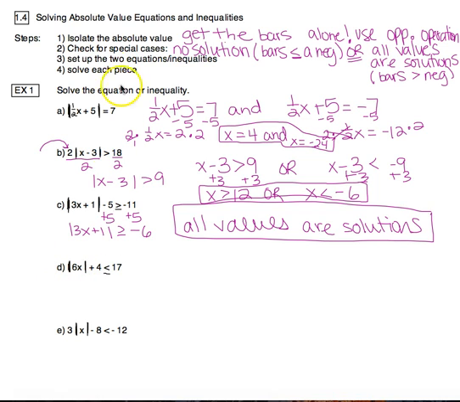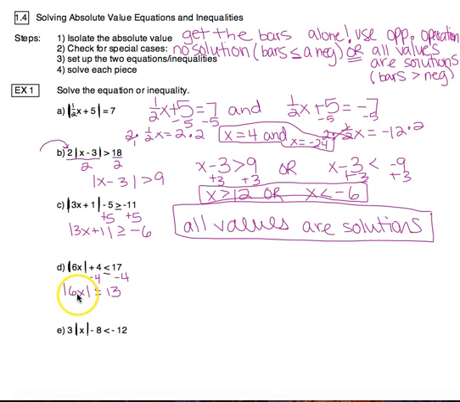All right, D, same steps, round and round, same exact things. So now I'm going to isolate. This plus 4 is what's keeping it from being alone, so subtract that 4 on both sides first. That gives me absolute value of 6x is less than or equal to 13. So now I do not have a negative on the right side, so that means I don't need to worry about that. So I can go ahead then to step 3, set up my two equations or inequalities.